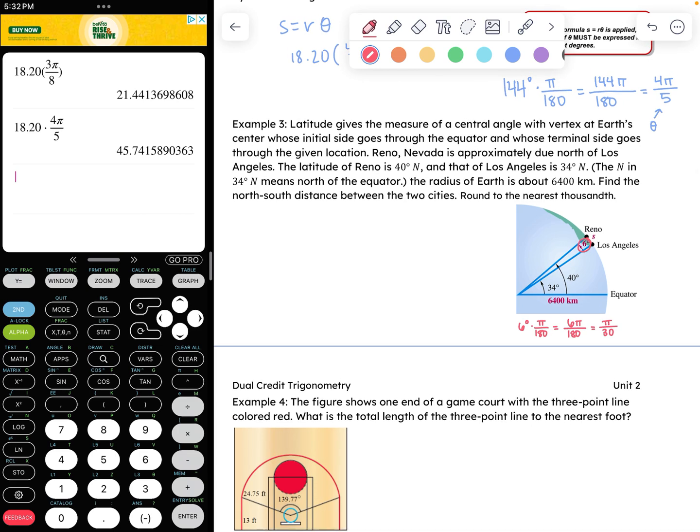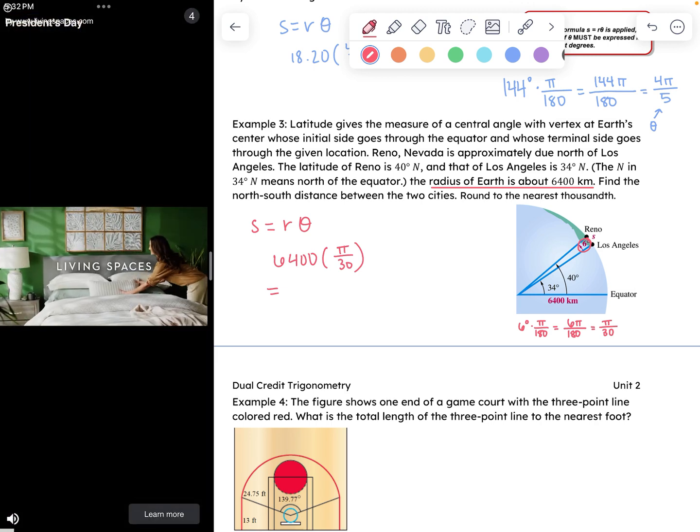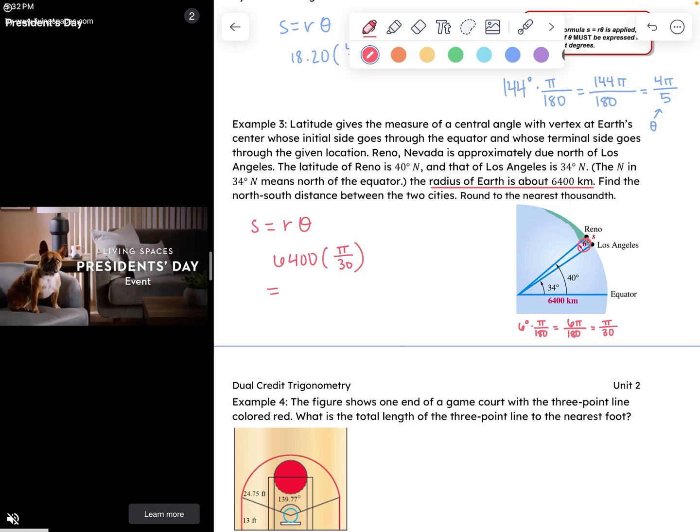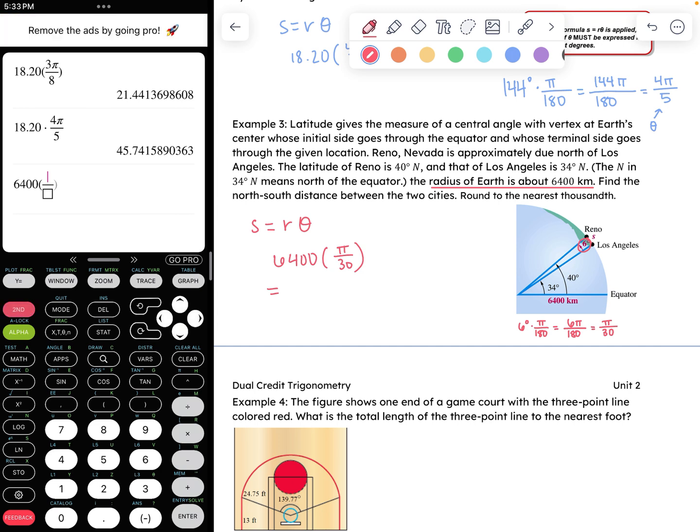So my equation is S is equal to R theta. The radius of the Earth is about 6,400 kilometers. So I'm going to do 6,400 times that theta I just found, which is pi over 30. Plug it all into my calculator: 6,400 times my pi over 30.